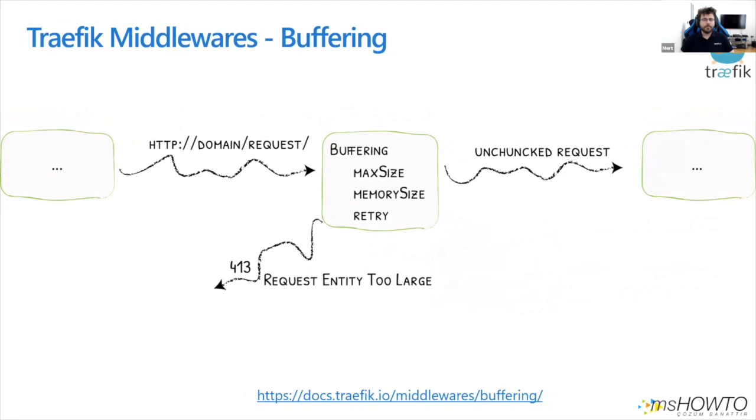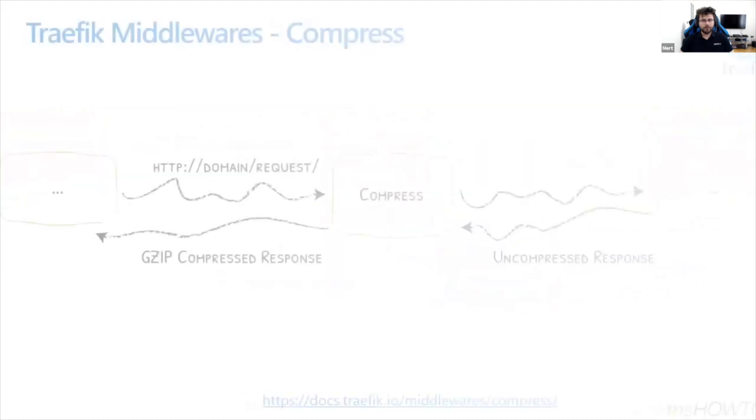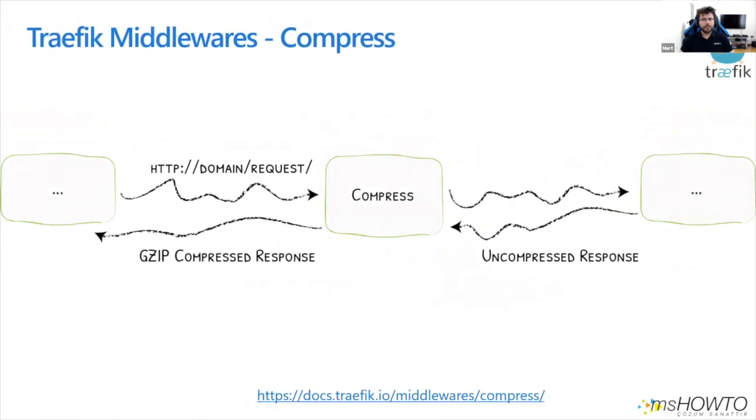With buffering middleware, you can control how many requests to read before sending them to services. Traefik reads the entire request into memory or disk depending on the size, and rejects requests over a specified limit with a proper HTTP response code. If you forget to add compression to your response, don't worry, because Traefik's compress middleware can do it for you without changing your code.